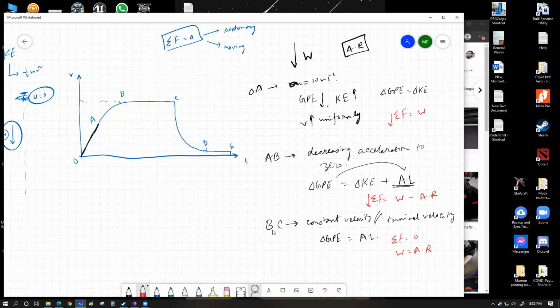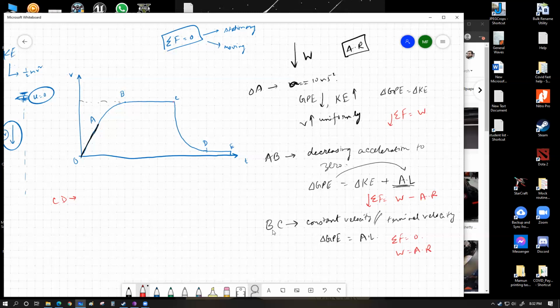For the CD segment, the moment the parachute is opened, suddenly we have a very large rise of air resistance. So try to understand this. The person is falling down. He has a weight which is working downwards. Right before C, we had equilibrium of forces, so we had downward force equal to upward force.